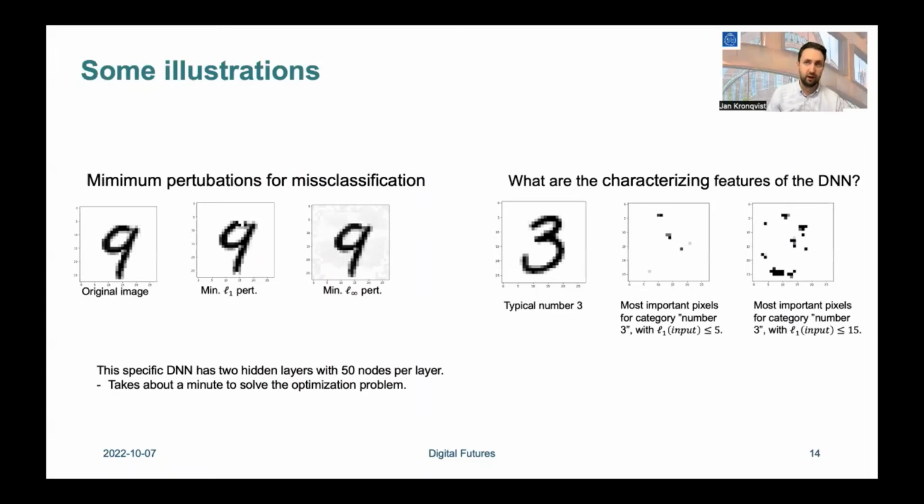Here I want to illustrate how we can use these optimization techniques to analyze DNNs. On the left, we have some minimum perturbations for misclassification. What we are looking at here is how little we can change this original image in order to get it misclassified as a number 4. And we can do this with regard to different measures. On the right, we are looking at the characterizing features of a specific DNN. For example, we can look at which pixels are the most important pixels to be colored black in order for the image to be classified as a number 3.